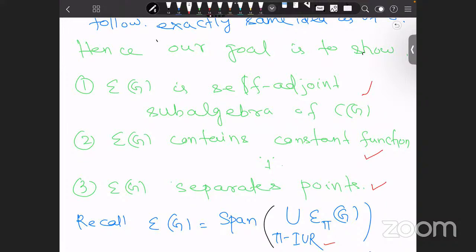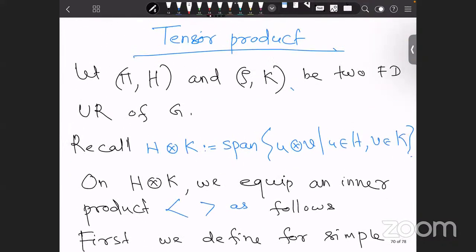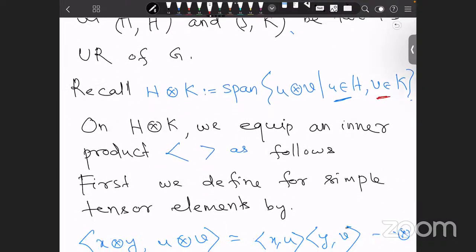And for that reason, we have to define something called tensor product representation. Tensor product: let (π, H) and (ρ, K) be two finite dimensional unitary representations of G. So we define this vector space H ⊗ K, which is nothing but the span of u ⊗ v, so that u belongs to H and v belongs to K. You understand this? On H ⊗ K, we define an inner product as follows.